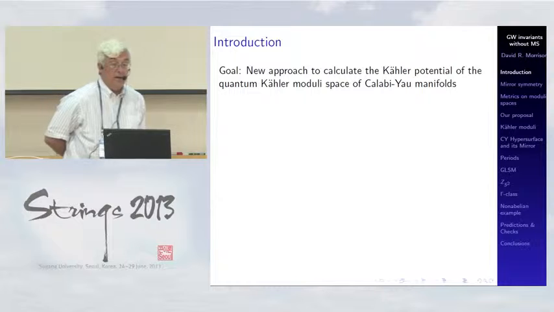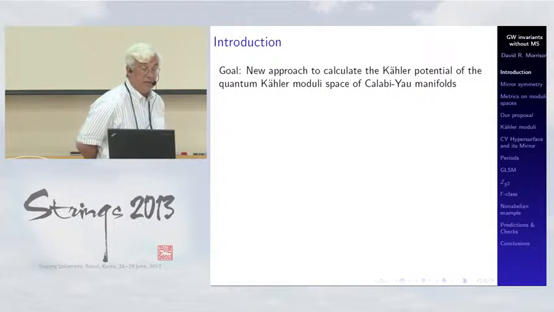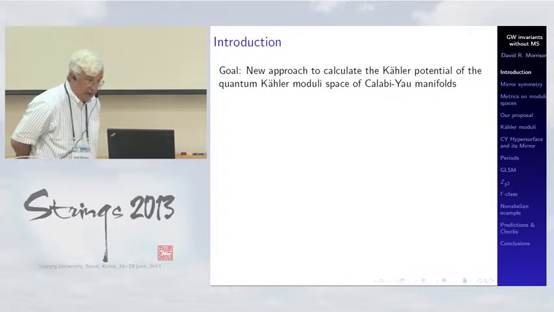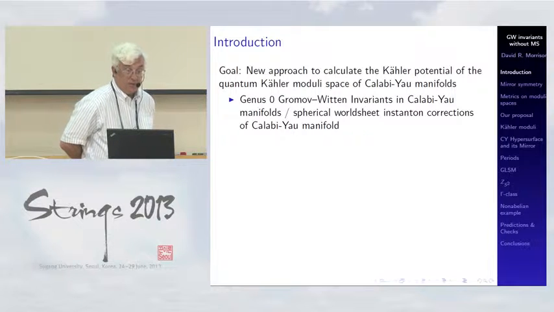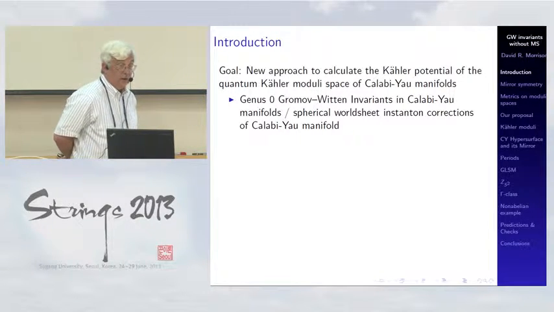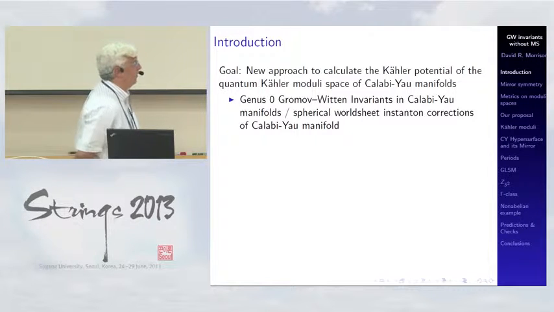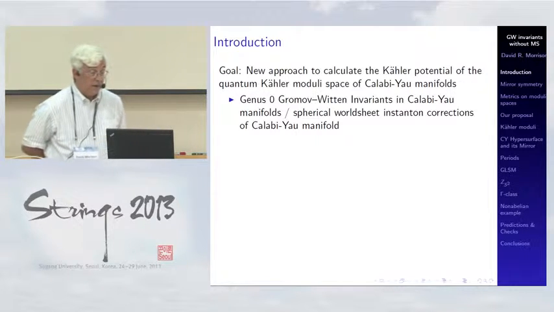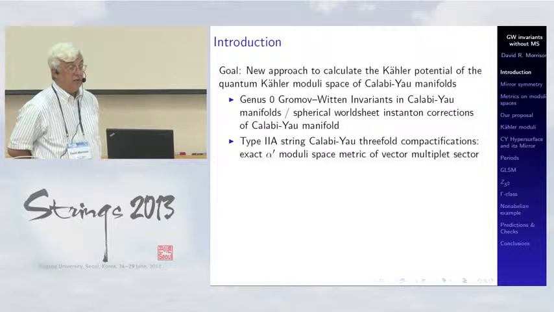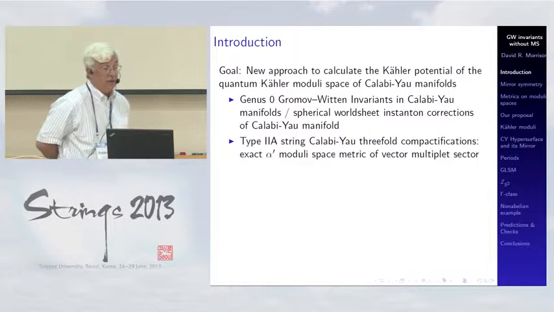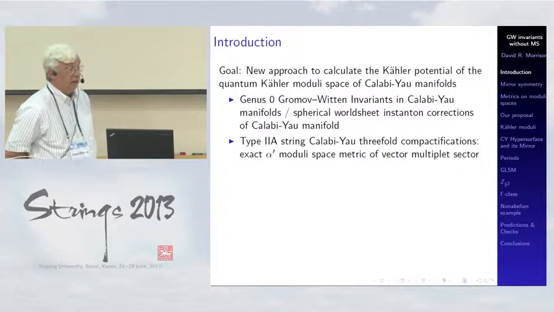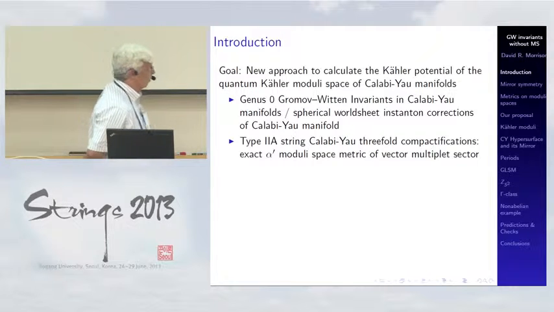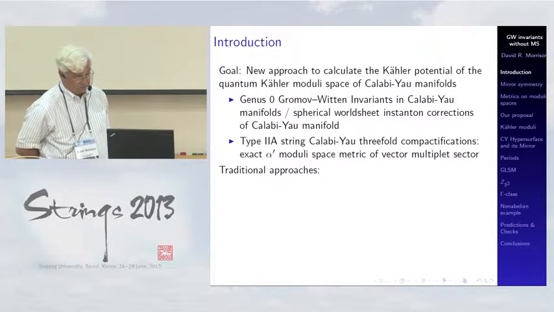What I want to talk about here is a new approach to calculating the Kähler potential of the quantum Kähler moduli space of Calabi-Yau manifolds. It enables us to get from that Kähler potential the genus zero Gromov-Witten invariants in Calabi-Yau manifolds, which can be thought of as the two-sphere worldsheet instanton corrections for the corresponding two-dimensional conformal field theory in the infrared. It's also related to string compactifications, at least in the case of Calabi-Yau threefolds, where you get a moduli space metric, which is exact in alpha prime, although potentially subject to further string loop corrections.